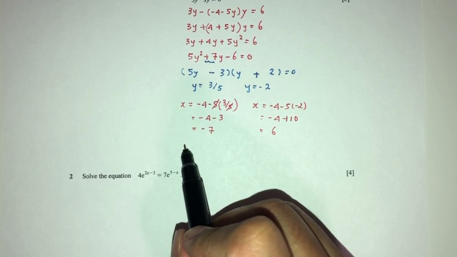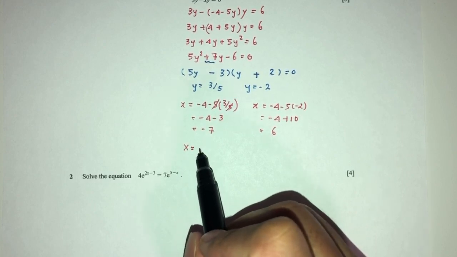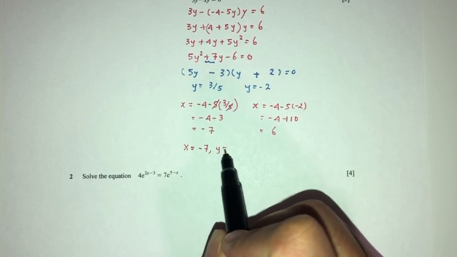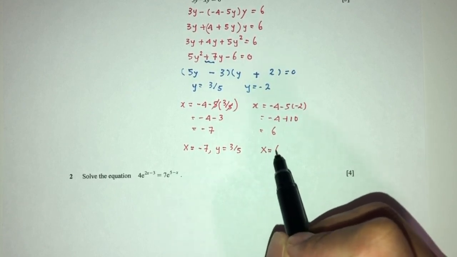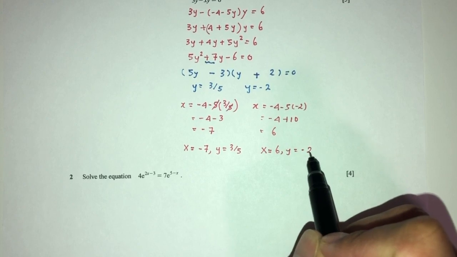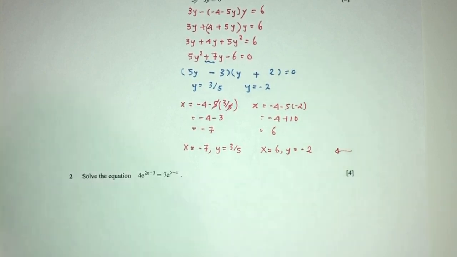So here you go. When x is equal to minus 7, y is equal to 3 over 5, or 0.6 if you want to. When x is equal to 6, y is equal to minus 2. And this is your question number 1 for 5 marks.